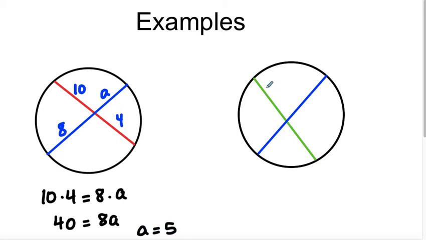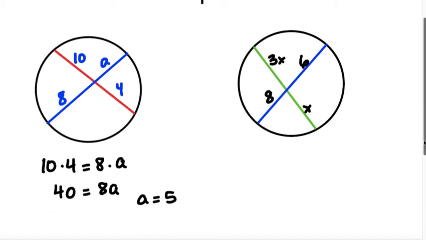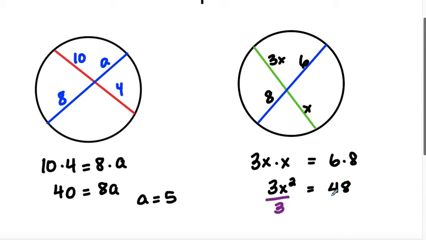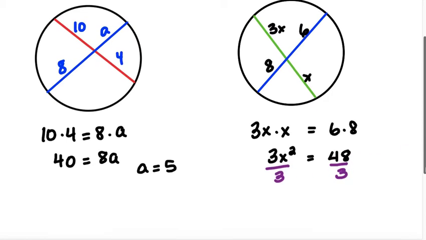Can be a little bit harder. I can do 3x and x, and I can do 6 and 8. Now these should all be on your worksheet to follow along with. So that means that 3x times x equals 6 times 8. So 3x squared equals 48. Now we can see that it's a quadratic equation, but there's no linear term, so we're going to divide by 3 on both sides, and that's going to give me x squared equals 16.